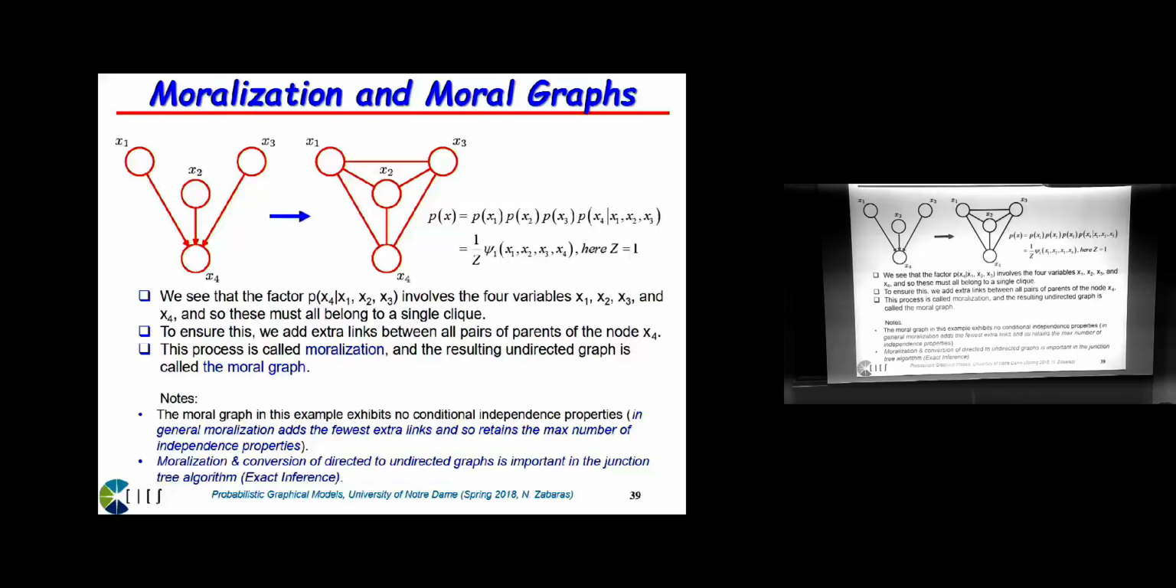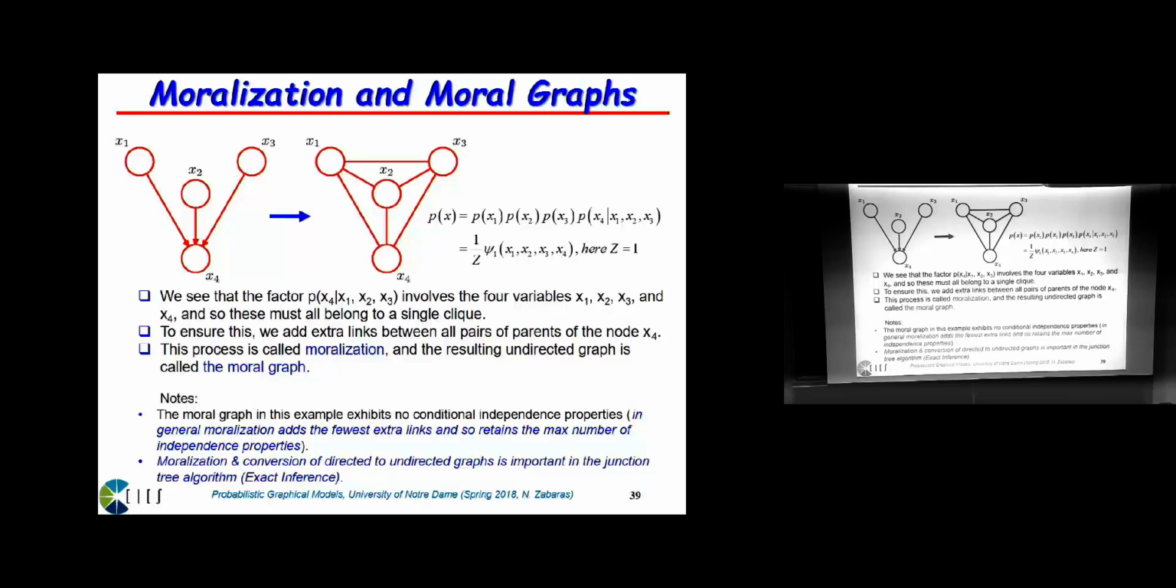The only way you can get 4 is moralization. All right? So basically you have to marry these parents, and this basically will give you a clique that is a maximum clique of order 4. So actually in this particular case, I can write this as only one potential, because really there's only one maximal clique that involves all 4 nodes. I can write this as psi1 of x1, x2, x3, and x4.